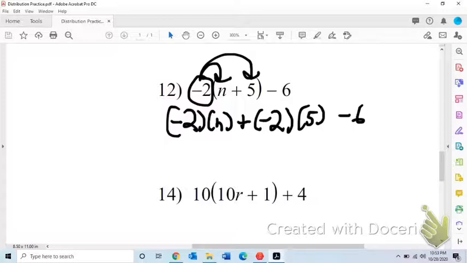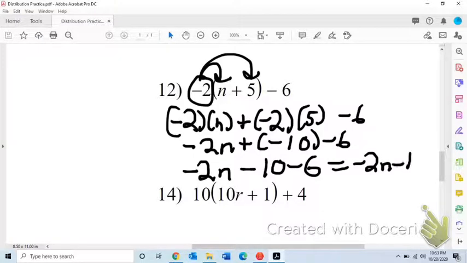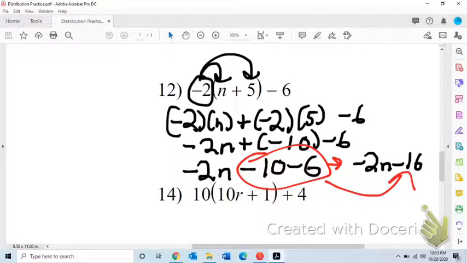So we then go ahead and do the multiplication. Negative 2n plus negative 10 minus 6. That gives us negative 2n minus 10 minus 6, which then becomes negative 2n minus 16. Because what I did was I combined my negative 10 and my negative 6 and got negative 16.